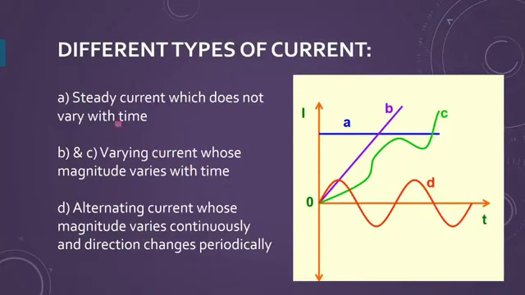Now, about the different types of current in your day-to-day life, like in your houses, you are getting the alternating current, AC. AC is shown by the sine curve which is named as D in this diagram, which you are using in your daily life. That is alternating current. Of course, there is a complete unit on alternating current.